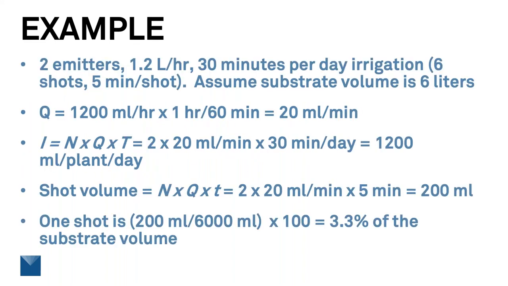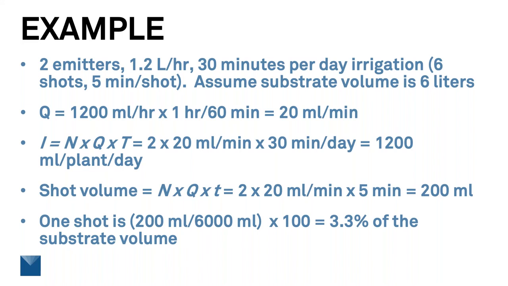So let's assume that we have 2 emitters per plant, that each of them is rated at 1,200 milliliters per hour or 1.2 liters per hour. We'll assume that our daily irrigation consists of 6 shots, each of which lasts 5 minutes. So we irrigate for 30 minutes per day. We also assume a substrate volume of 6 liters, and I'll show what that's for in a minute.